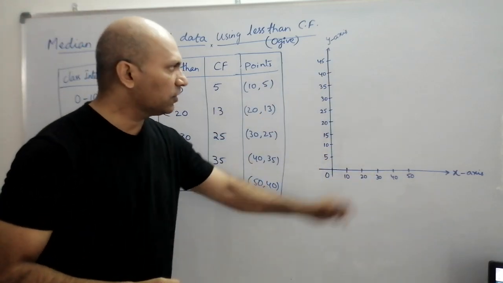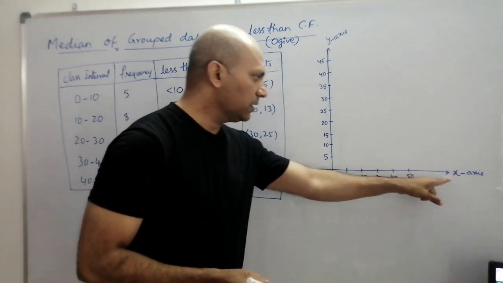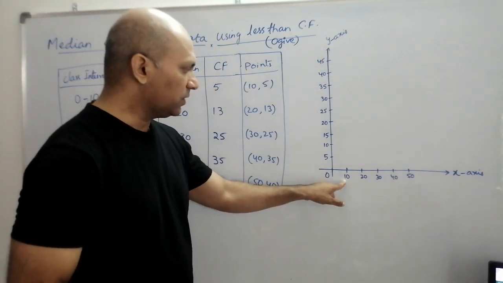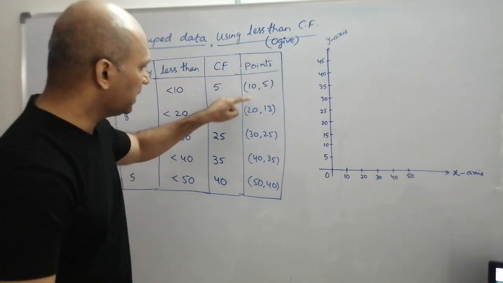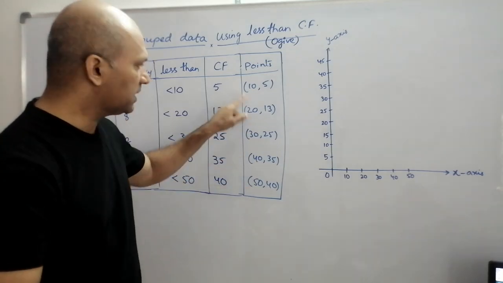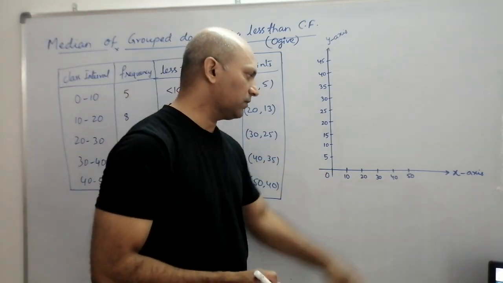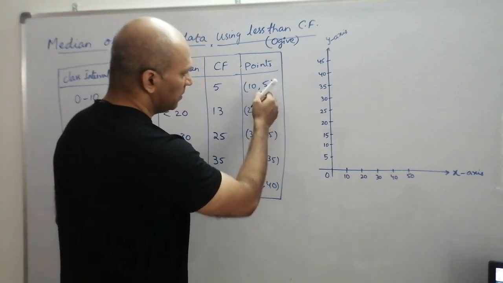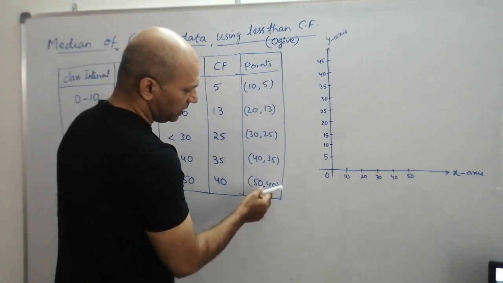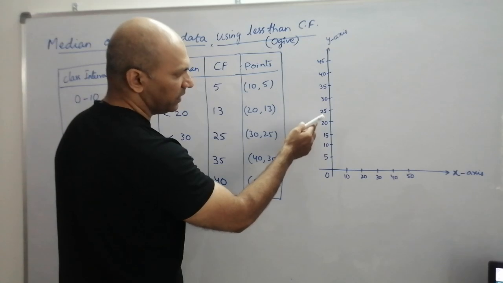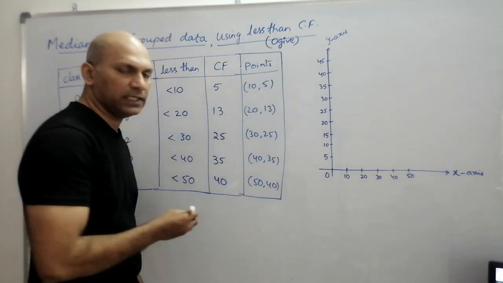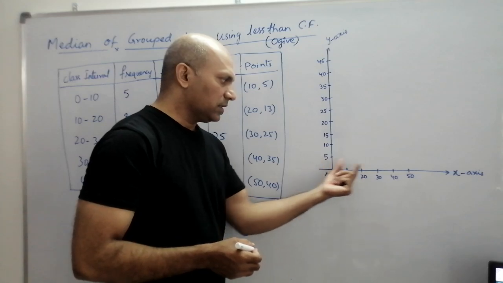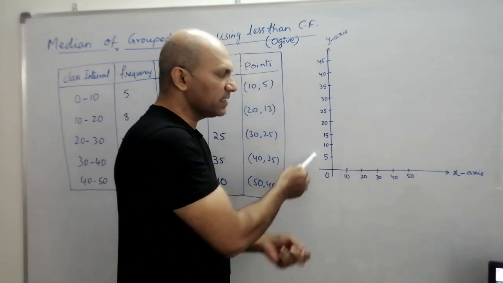So I have already drawn the graph to save time, x-axis and y-axis. On x-axis I took 10, 20, 30, 40, 50, because those numbers are there, right? And on y-axis 5, 13, 25, 40. So I took 5, 10, 15, 20, 25, 30 and so on like that. I hope this is clear. And the scale on x-axis and y-axis can be different.